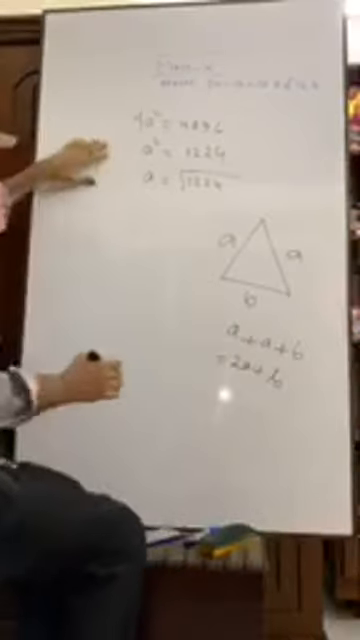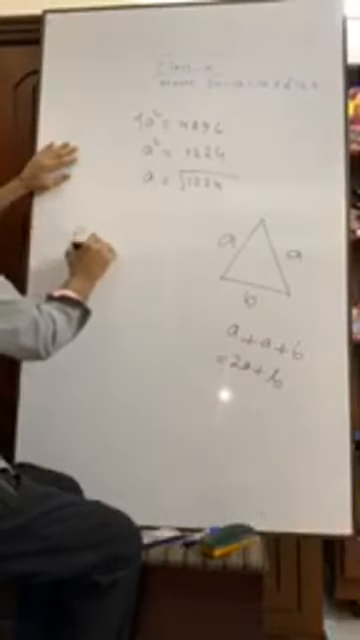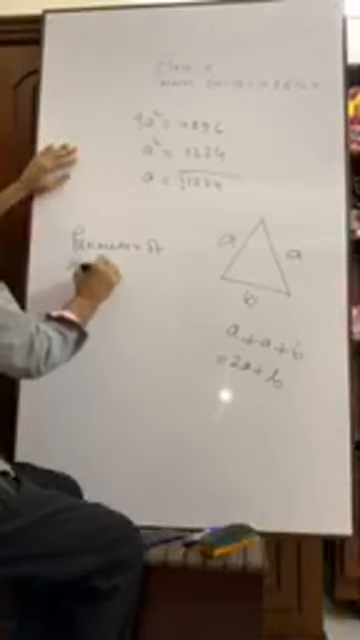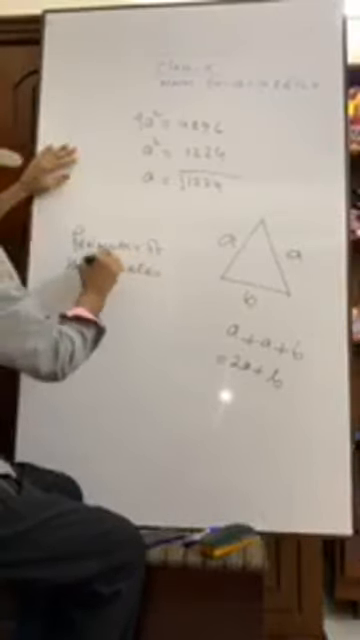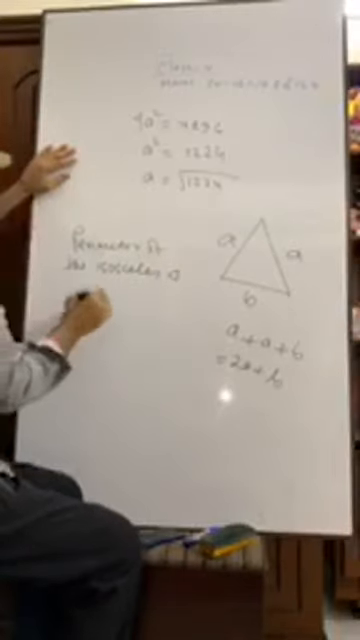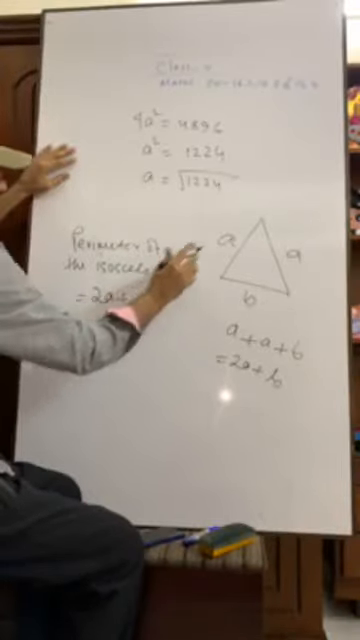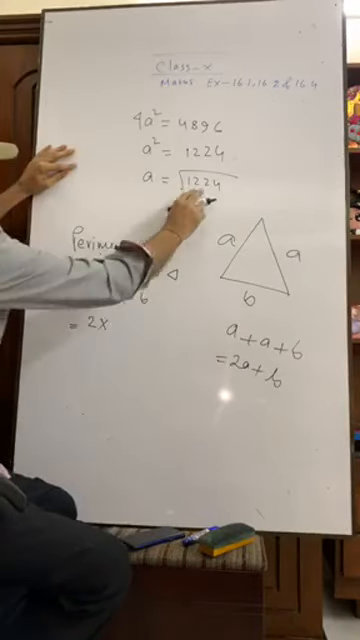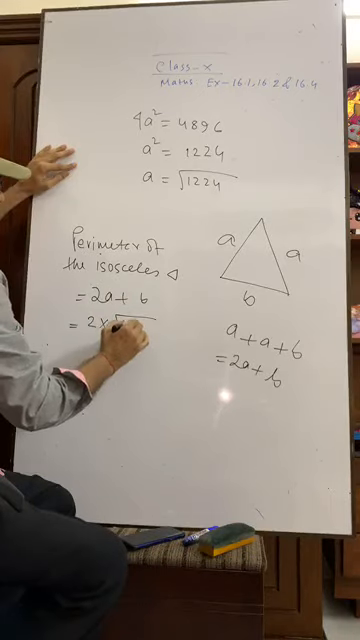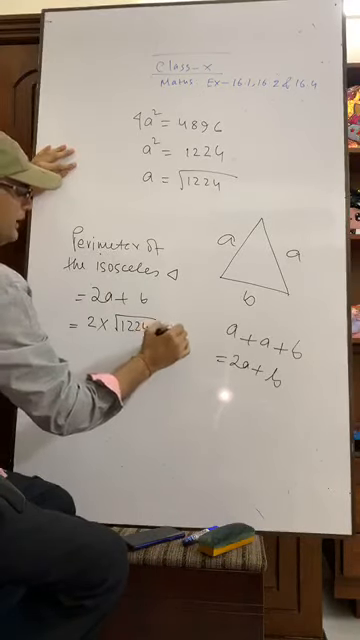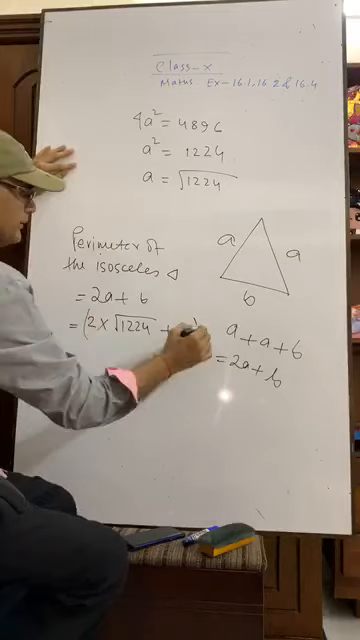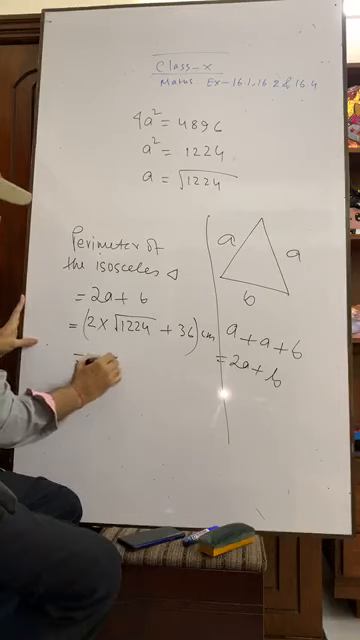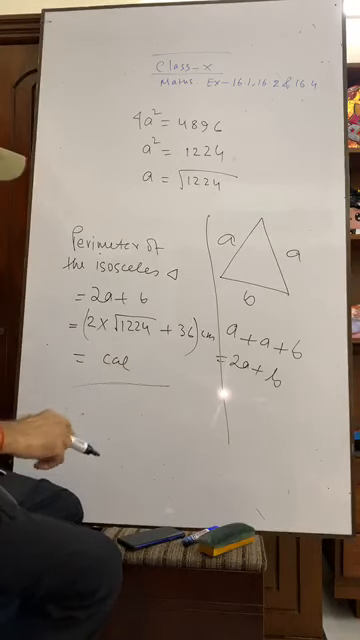So write down: perimeter of the isosceles triangle is equal to 2A plus B, A plus A, 2A. That means what is A? A is root over 1224. What is B? B is 36 centimeter. Now please use the calculator and you will get the result.